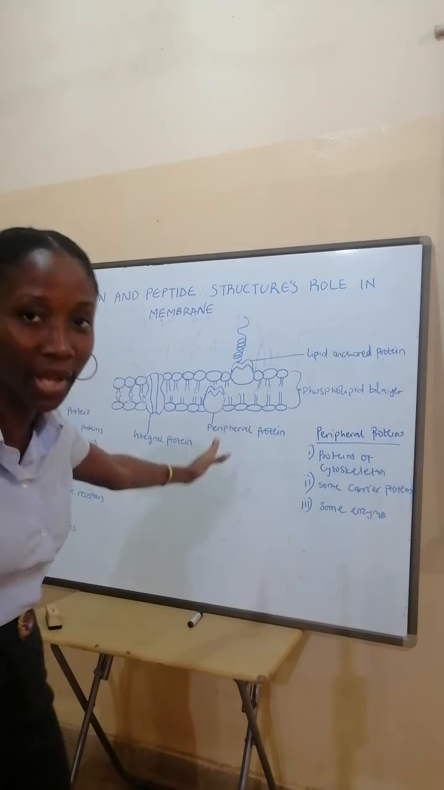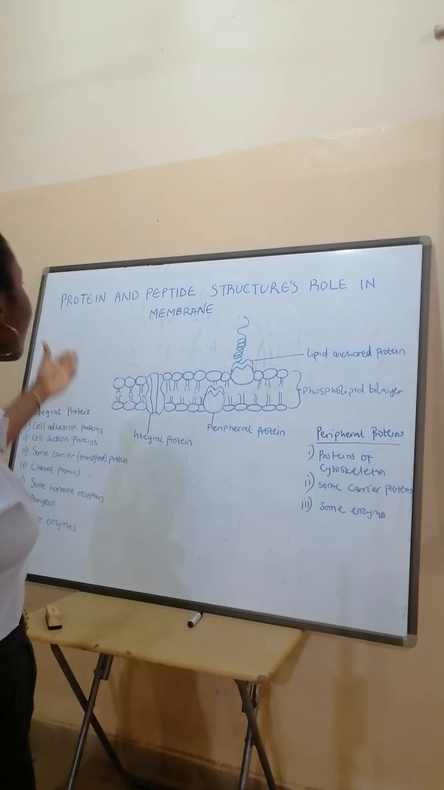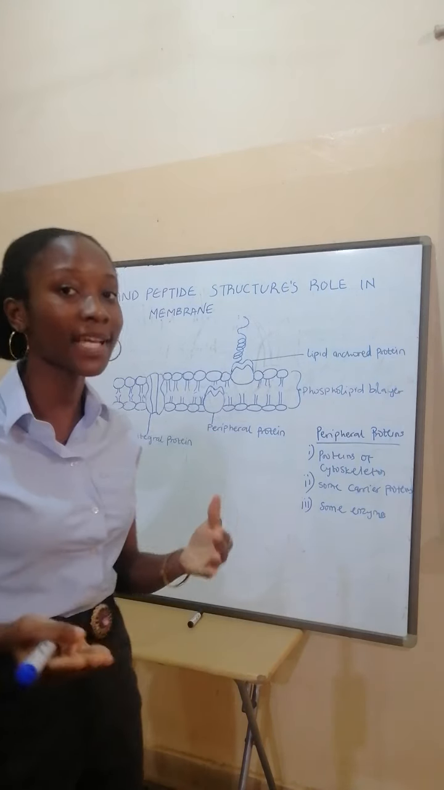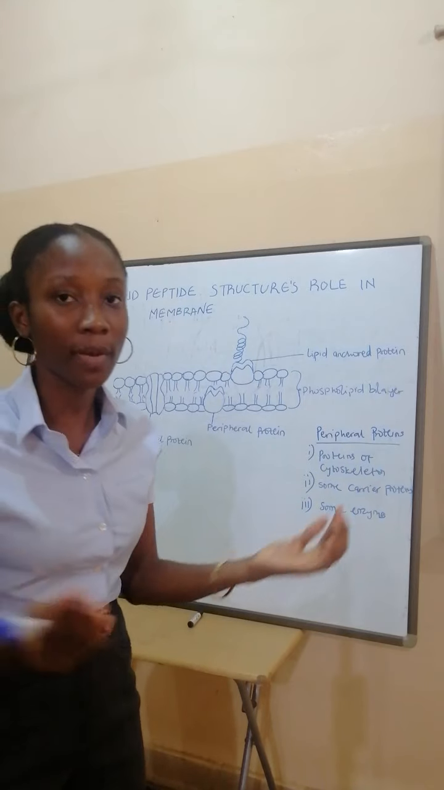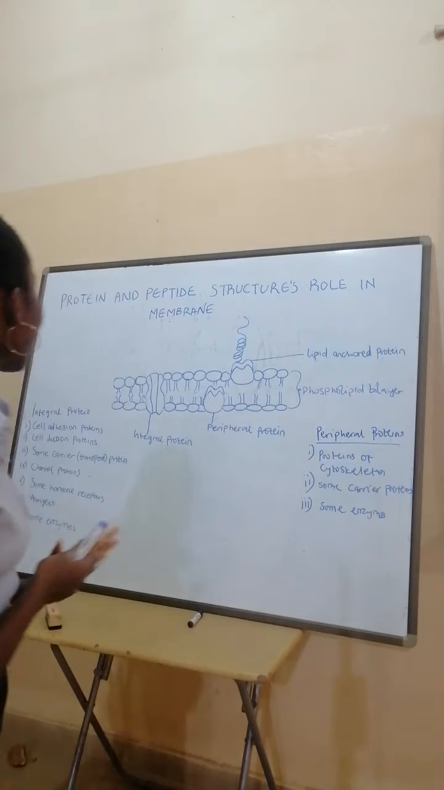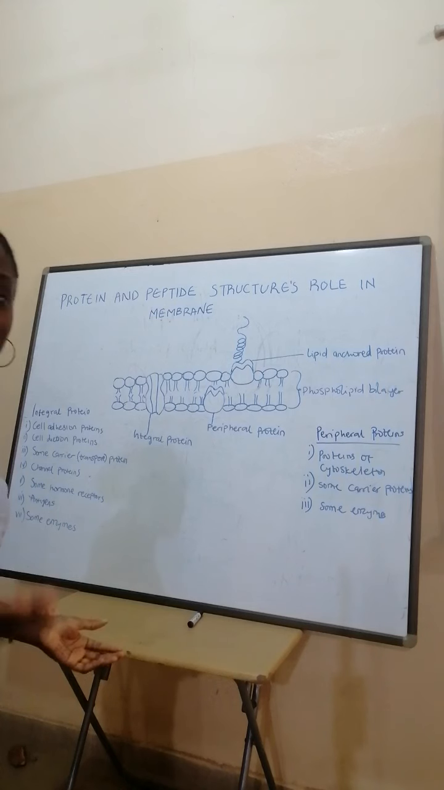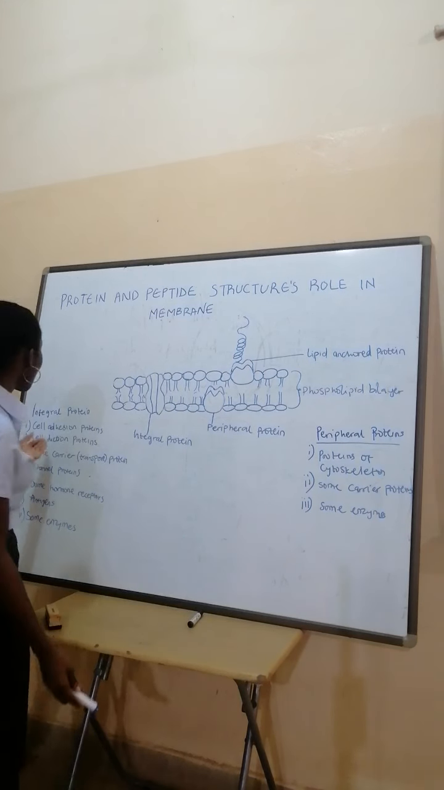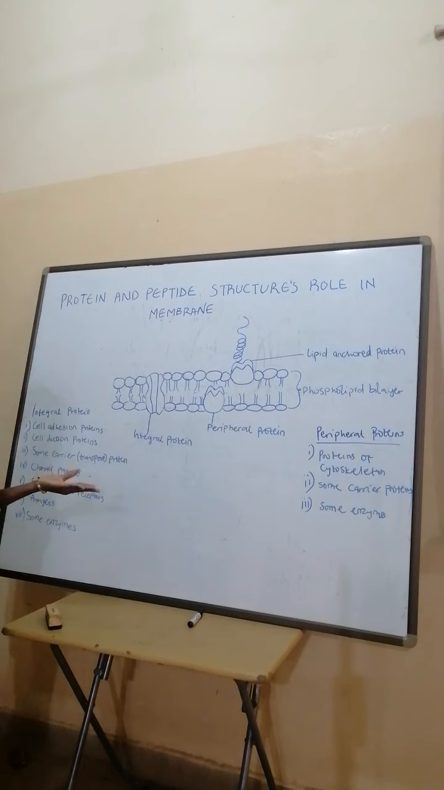What is their role now in the cell membrane? When we talk about protein, we also include peptides, because peptides make up protein, so we talk about it holistically. What are the functions, what are the roles these proteins play in the cell membrane? They serve as adhesion proteins.